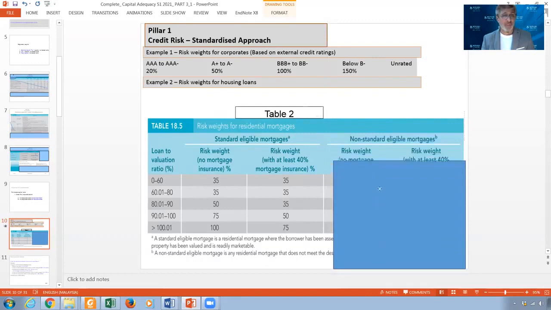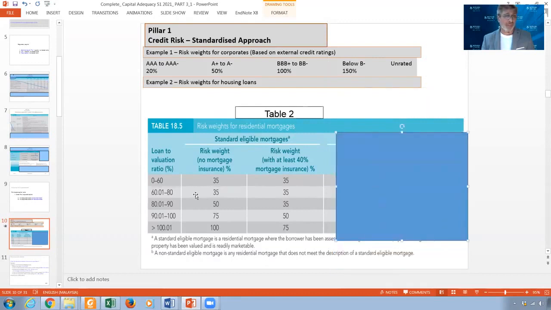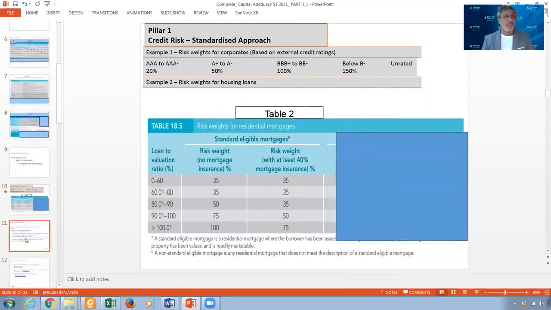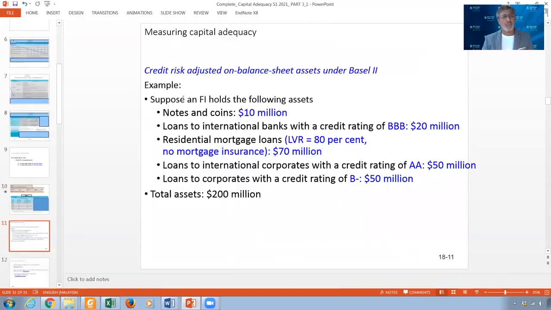As I told you, we are not using the non-standard. We are using this one. So now let me take an example. This is just to give you an example for credit risk, how you calculate the risk-weighted asset for credit risk on balance sheet.